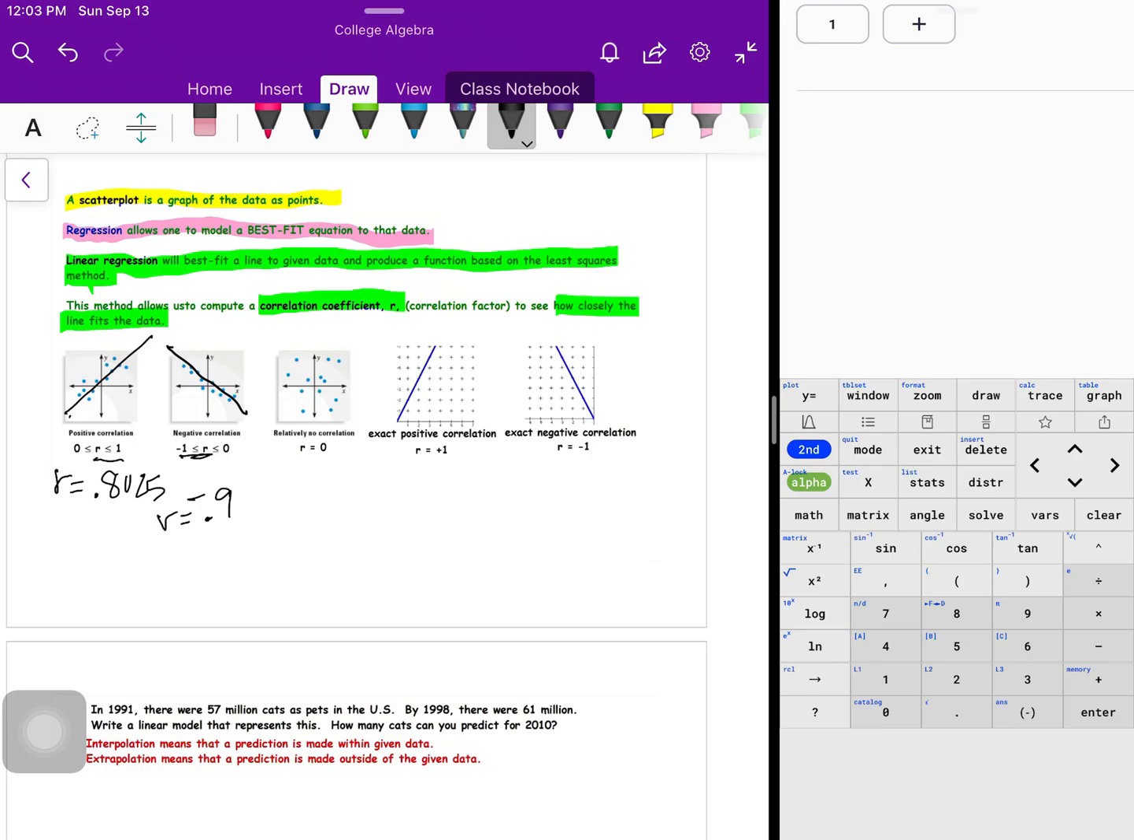When you can't draw a positive or a negative sloped line through it, we say there is relatively no correlation. Your R is going to be close to 0. If 100% of the points fall on the line, we say it is an exact positive fit when R is a +1. If all of the points fall exactly on the line as it slopes negative, we say it is an exact negative correlation with an R of -1.